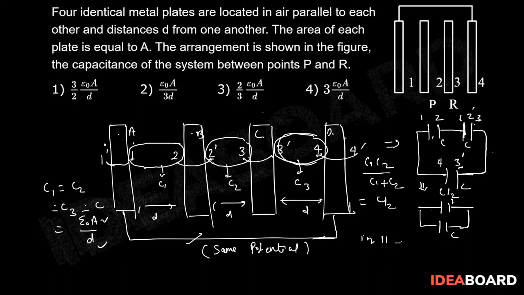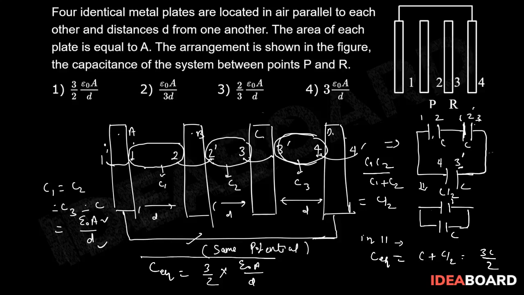So in parallel, C equivalent will be equal to C plus C by 2, which will be 3C by 2. So if you put the value, C equivalent will be 3 by 2 epsilon naught A by d, which is the answer. So which option is correct? First option is correct. This question is highly important.